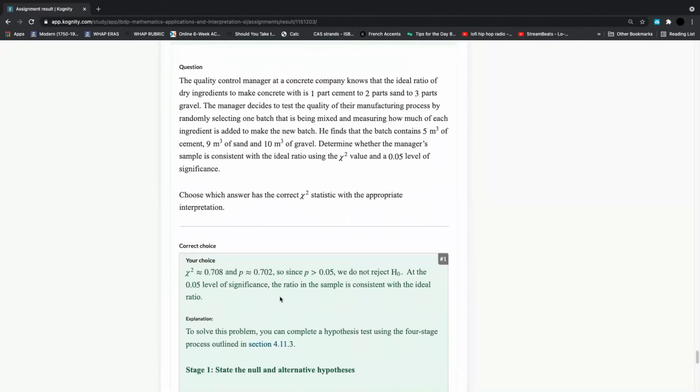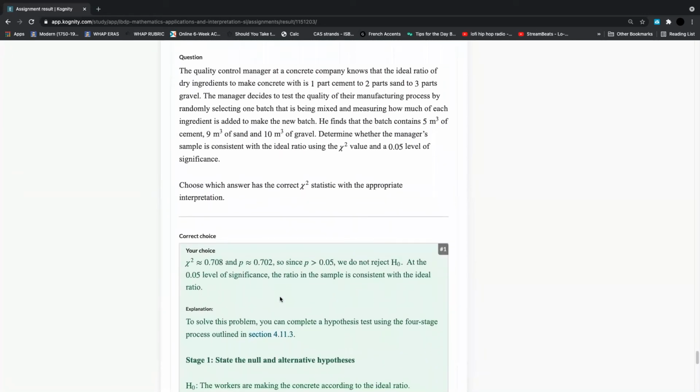So in this case, I would have the Kognity with the answer explanation pulled up, so it would be a little bit easier to follow along. But first, we want to look at the observed values, which will be given to us in the problem. So we have the observed values of 5 cement, 9 sand, and 10 gravel.